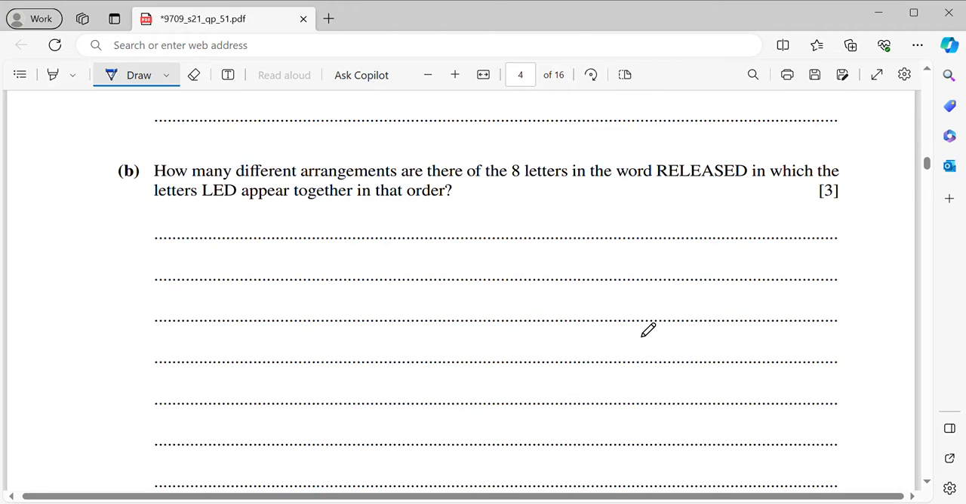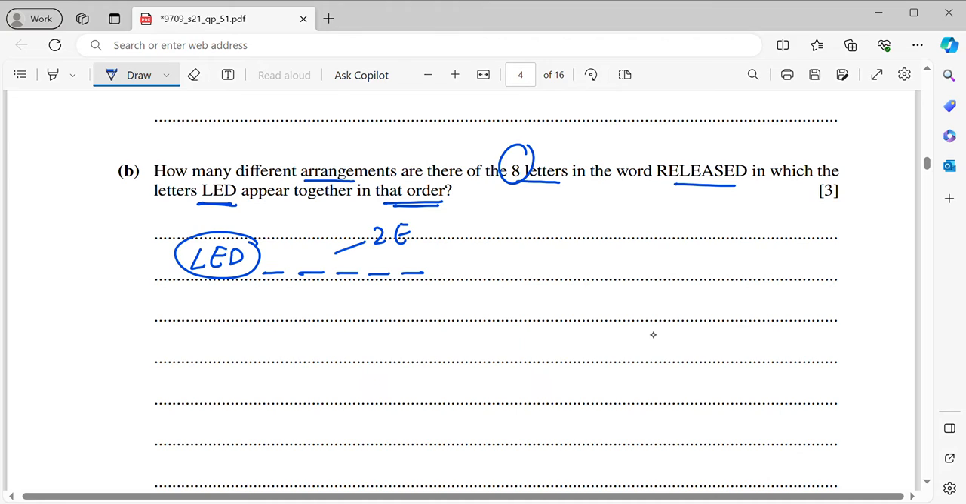Now for B, how many different arrangements are there of the 8 letters in the word released in which the letters LED appear together in that order? So now I have LED, but it must be in this order. We have a total of 8 letters. LED already takes up 3 letters, so we have another 5 letters. But out of these 5 letters, I have 2 E's.